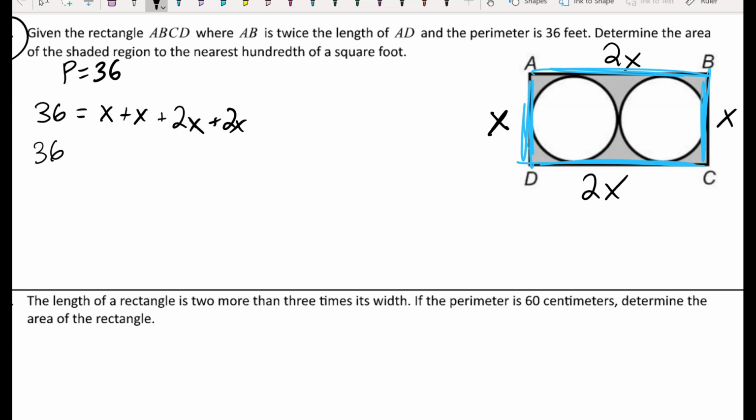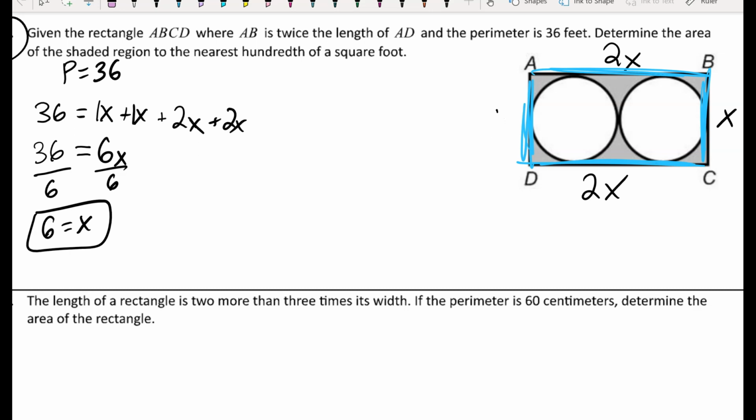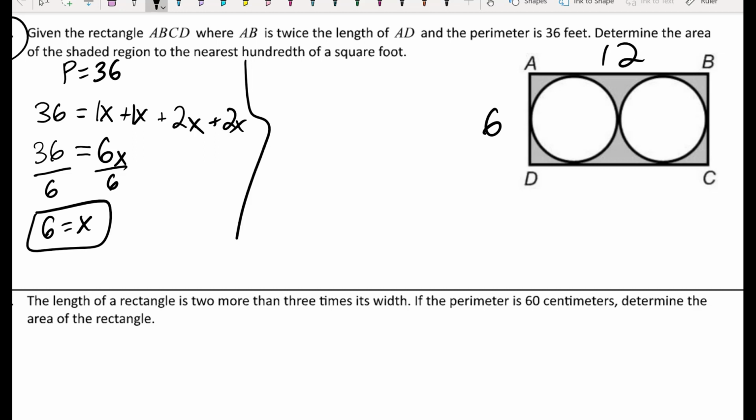Remember, when you're adding variables, you can just sum the coefficients as long as the exponent for the variables are the same. So 1x plus 1x plus 2x plus 2x makes 6 x's altogether. And if I divide out the 6, I find that x is equal to 6. So that just means that my length of AD is 6, and my length of AB is 12. Anytime I solve for a variable, I like to plug it back into my picture, just so it gives me a little bit more information.